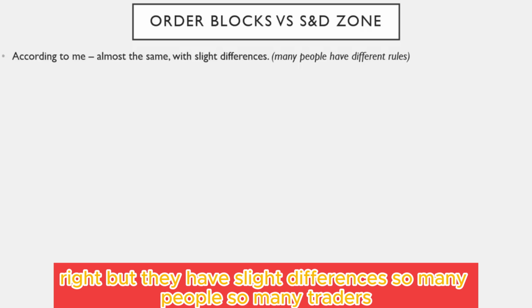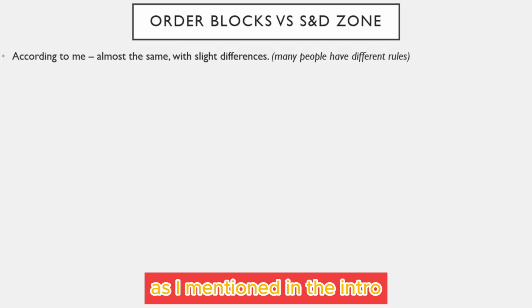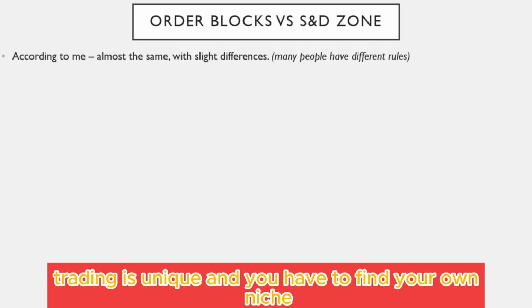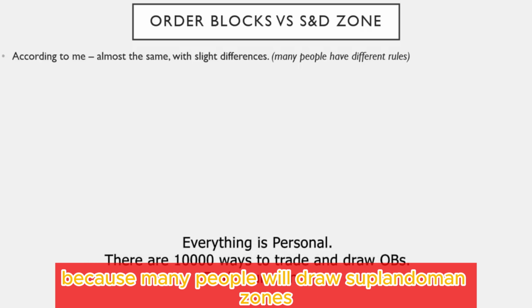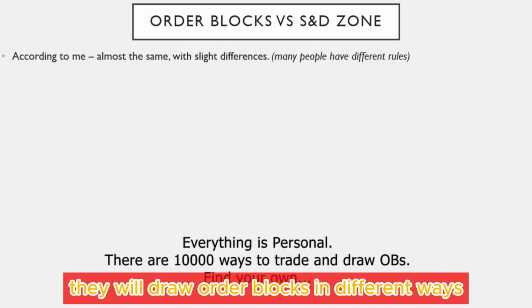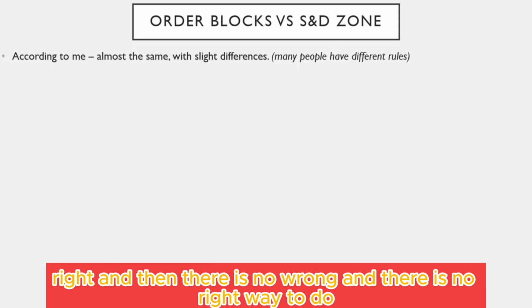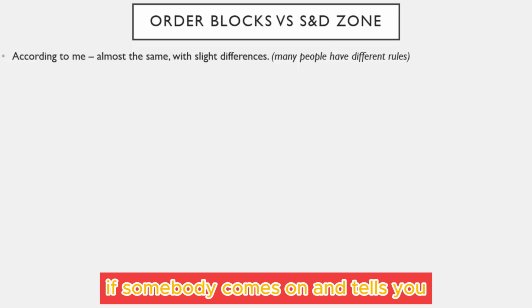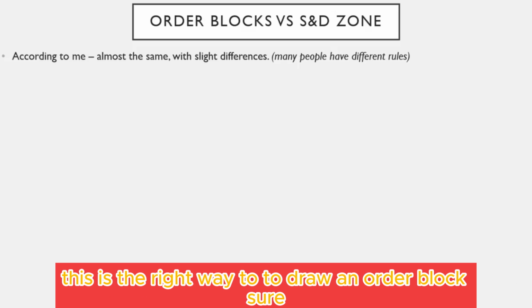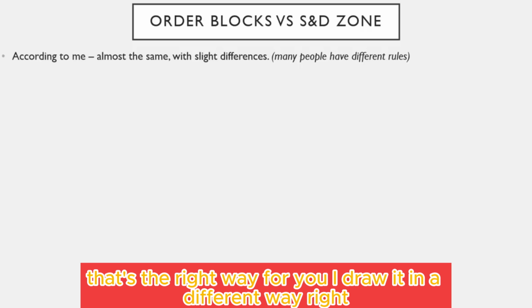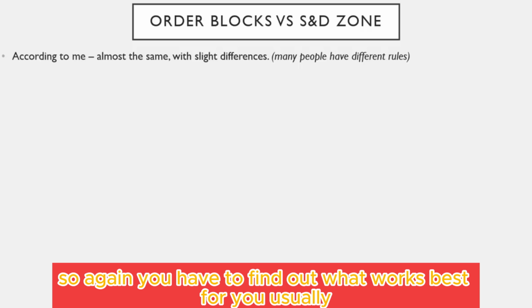So many traders, as I mentioned in the intro, trading is unique and you have to find your own niche, because many people will draw supply and demand zones and order blocks in different ways. There is no wrong and no right way to do it. If somebody comes on and tells you this is the right way to draw an order block, sure, that's the right way for you. I draw it in a different way. So again, you have to find out what works best for you.